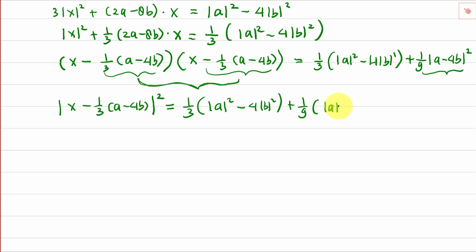So it's going to be 1/9 a dot a, and then we do 2 times a minus 4b, so it's going to be minus 8 a dot b, plus 16b squared. Okay. We simplify, this is 1/3, and this is 1/9. So 3/9 plus 1/9 will be 4/9 a squared, minus 8/9 a dot b. This is 16 over 9 minus 4/3, minus 12 over 9. So it's become 4/9 as well.